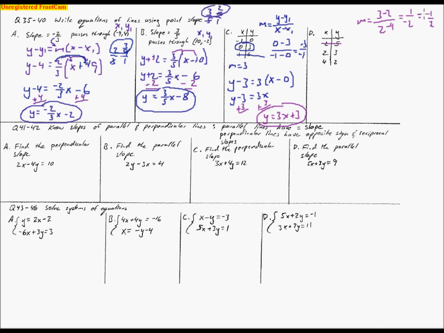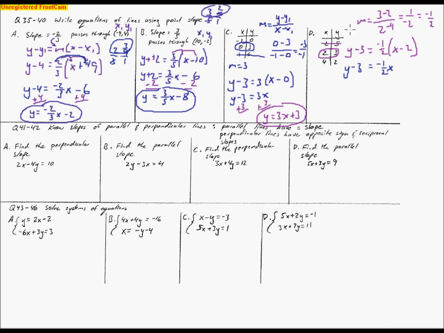Most people like it up on top. So go ahead and take a point. Let's take this one here, 2, 3. So we'll put that 3 in for y1, and then equals negative 1/2 times x minus 2. So we do some work there and distribute. We've got y minus 3 equals negative 1/2 x.